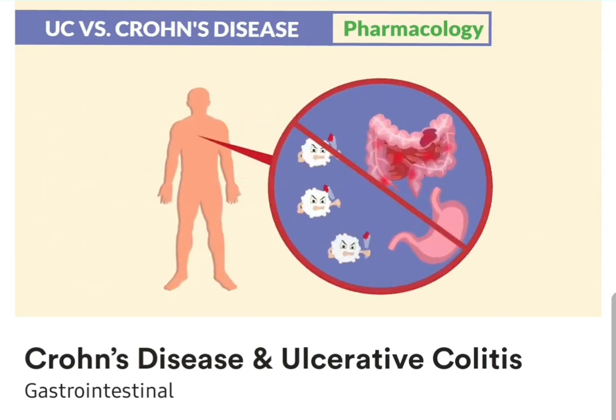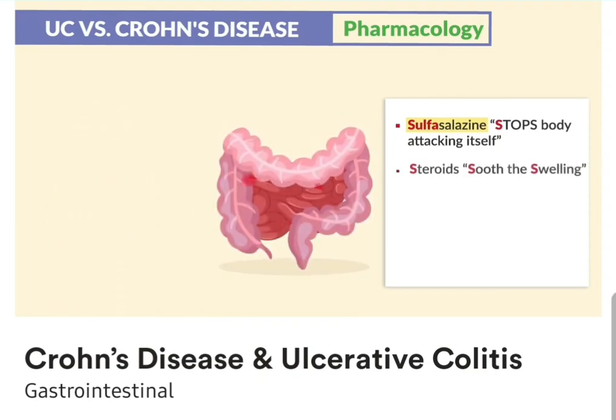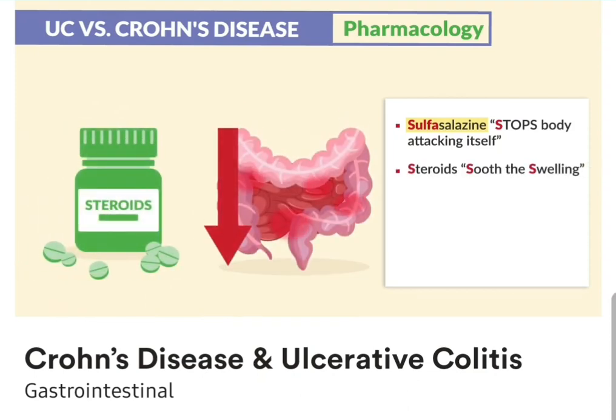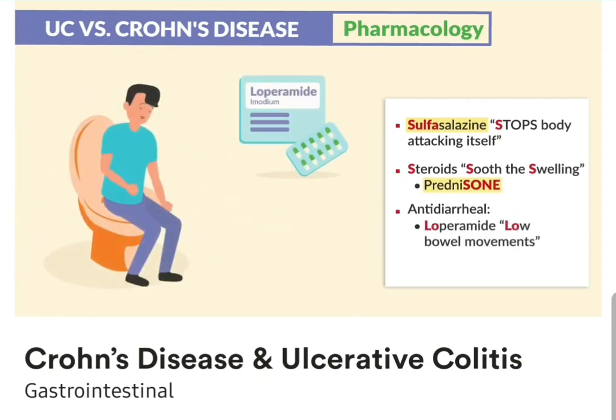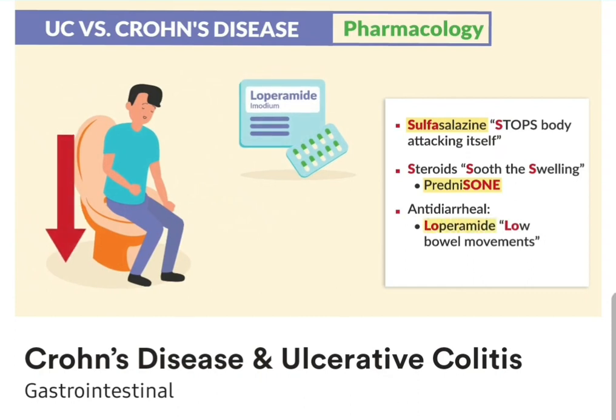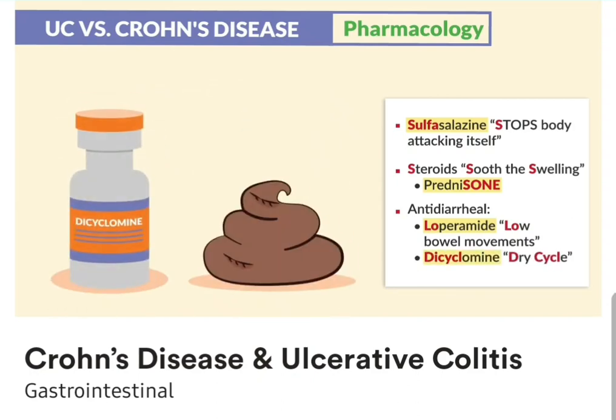So to help the body stop attacking itself, we give sulfasalazine, just think of the S in sulfa, to stop the body from attacking itself. And for the inflammation, we give steroids to soothe the swelling. These end in zone, like prednisone. And for antidiarrheal, we give loperamide. So just think low bowel movements to stop the loose stool. And we also give dicyclomine, like a dry cycle, you know what I mean? To help dry up the watery stool.